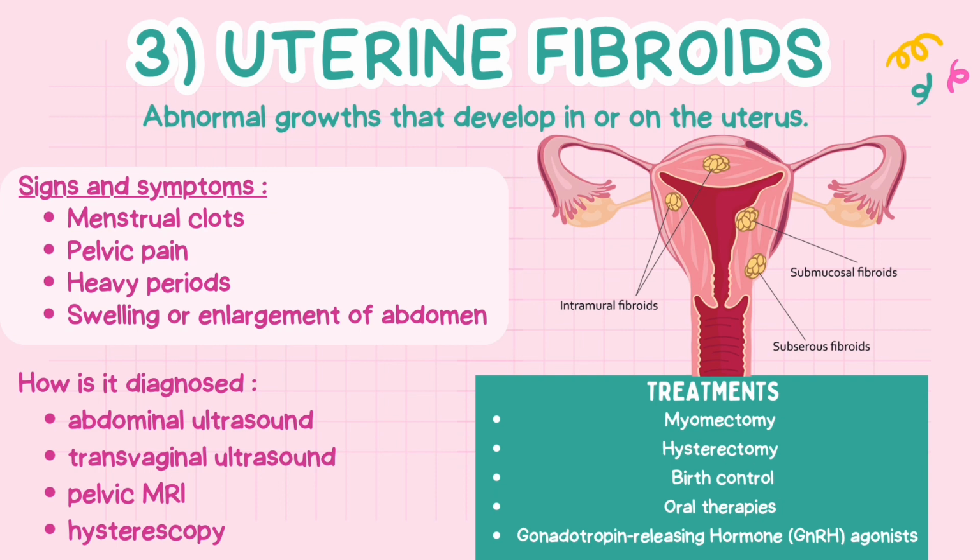There are a few treatments for uterine fibroids, which includes myomectomy, which is the removal of fibroids but the uterus is still intact, hysterectomy, birth control, oral therapies, and also gonadotropin-releasing hormone agonists. Gonadotropin-releasing hormone agonists acts by blocking the body from making estrogen and progesterone, which will put patient into a temporary menopause-like state. This causes menstrual periods to stop and causes fibroids to shrink.